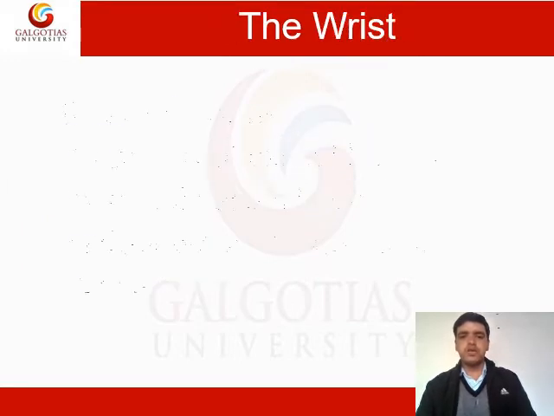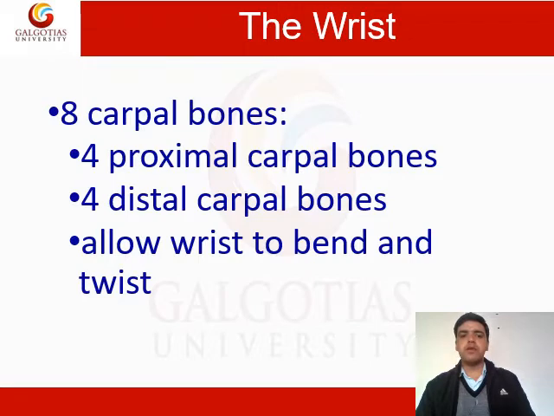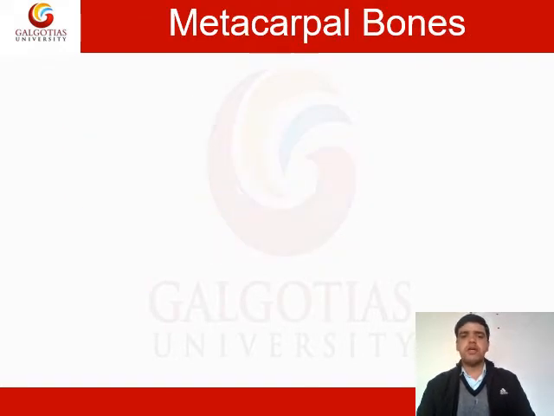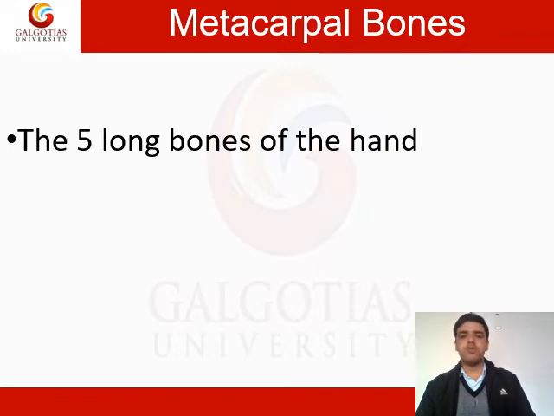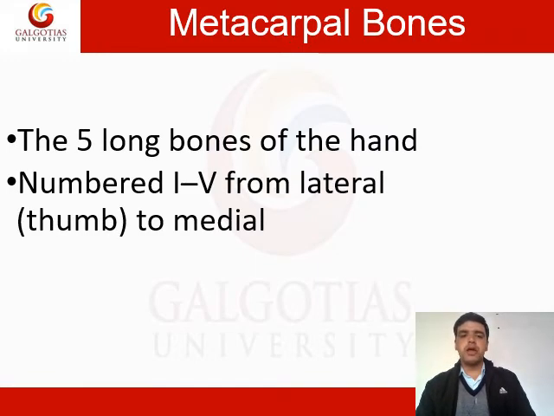The wrist is formed by eight carpal bones combining together, arranged in two rows: four proximal carpal bones and four distal carpal bones, which allow the wrist to bend and twist in all directions. The metacarpal bones are the five long bones of the hand. They are numbered from 1 to 5, from the lateral side, that is from the thumb, to the medial end.